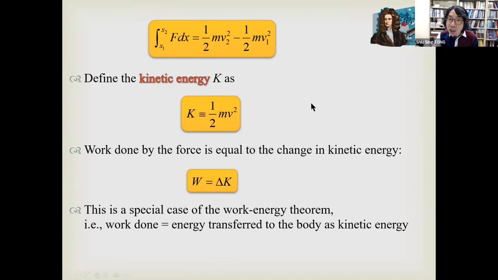Now in this case, the force F is the only force acting on the body, so we don't have another conservative force. That means the work done by the force F now goes to the motion, increasing the speed of the body, and it becomes the change in the kinetic energy. So this is another situation of the work-energy theorem.